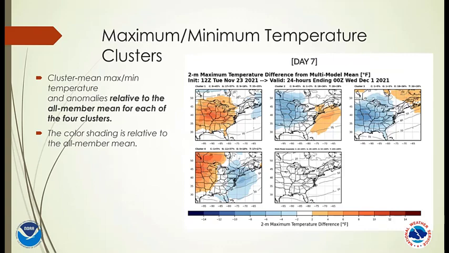So let's look at the maximum and minimum temperatures. Yes, they are relative to the all-member mean, similar. We don't have a 30-year average on those, and the color shading is relative to the mean. And let's look at cluster one. This does not really say that this is going to be warmer or this is going to be colder. This is just telling you the temperatures in this mean are a little bit higher than the average. It's a very, very subtle difference there. We can see here that the mean is lower, and so forth.